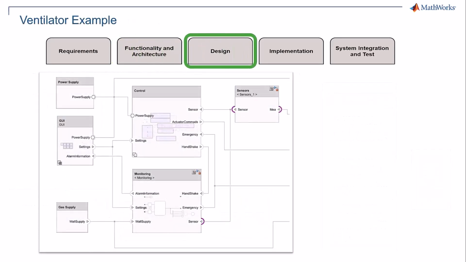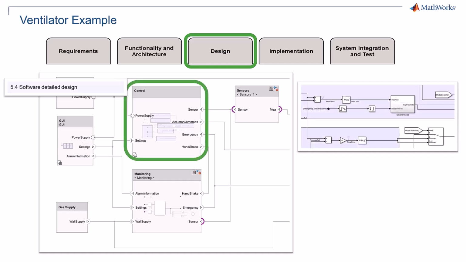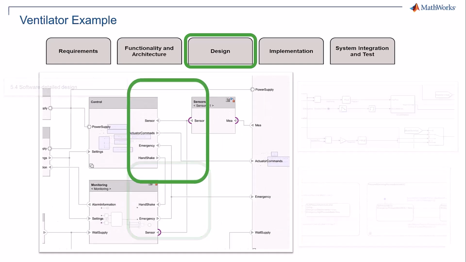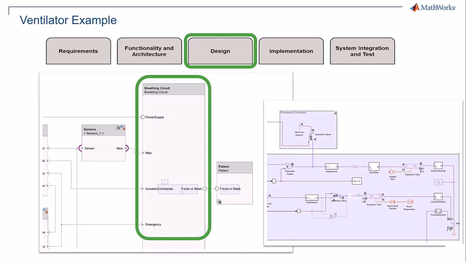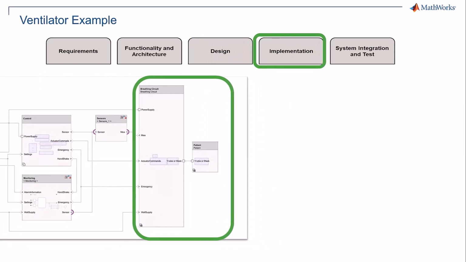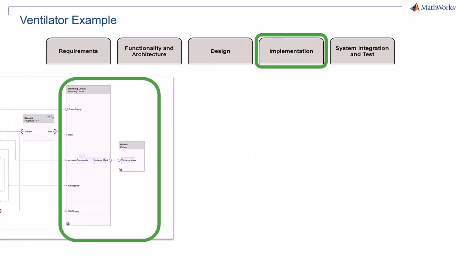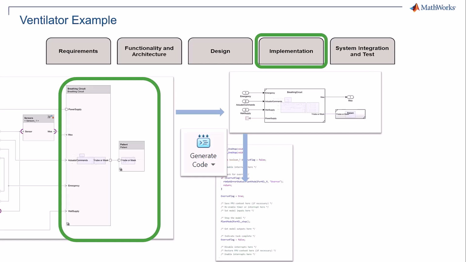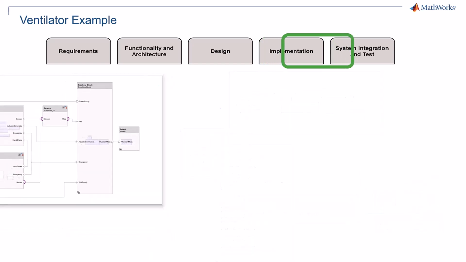And regarding Chapter 5.4, Software Detailed Design, this model also includes a control model made in Simulink and a monitoring model created in Stateflow. The plant model consists of a breathing circuit and a patient model. Both of these are implemented in the Simscape Moist Air domain. Thanks to code generation and a great collaboration between MathWorks and Speedgoat, you can easily generate code and deploy your algorithm or plant model onto a Speedgoat for HIL or rapid prototyping.